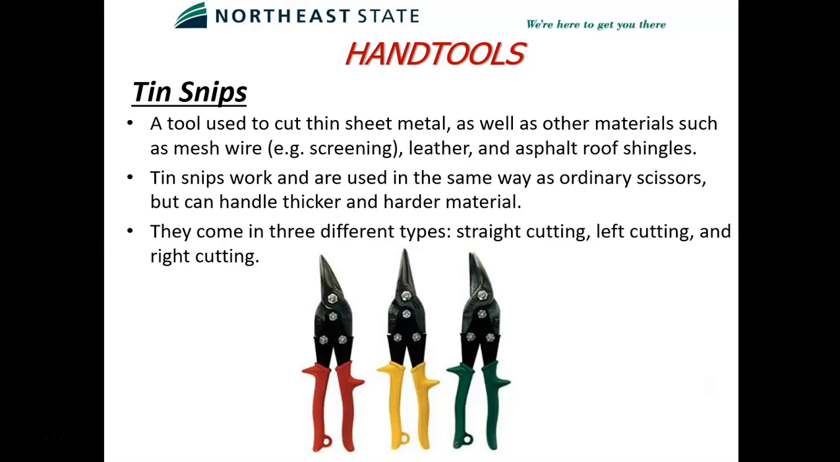Now they have three different configurations, three different shapes of the teeth. And if I remember my color coding correctly, the red ones on the left are used to cut to the right. I've always remembered red right. So if you want to cut a circle out and you're going to cut it in the right hand fashion, you'd use that. If you're going to cut it in the left direction, then you'd use the green ones. And if you want to cut a straight line, you would use the yellow ones. So if you want to just cut a piece of metal in half, right down the middle, or a section of it off, use the yellow ones.